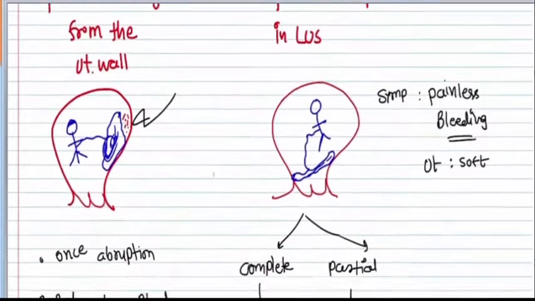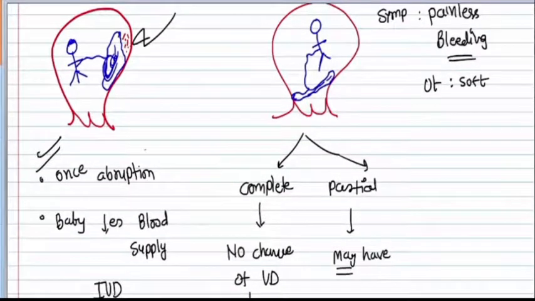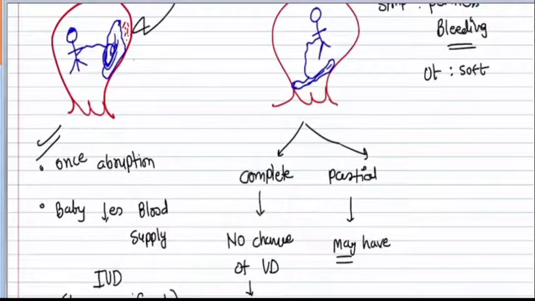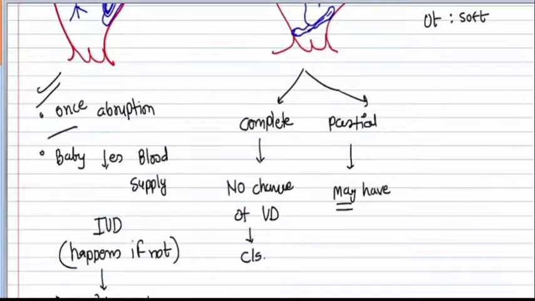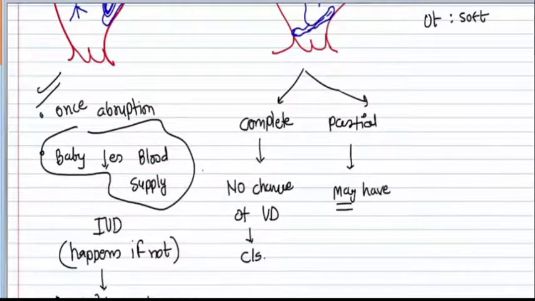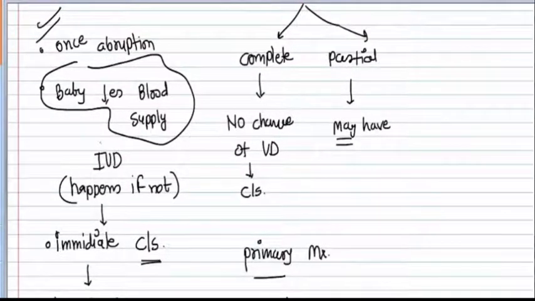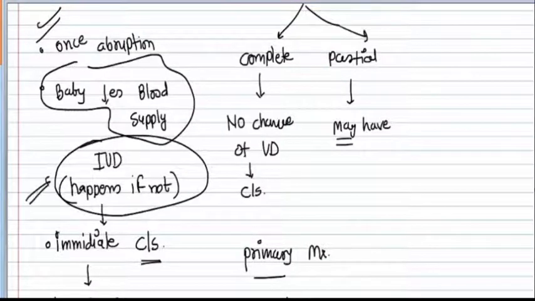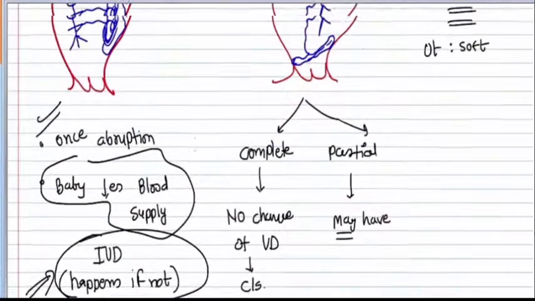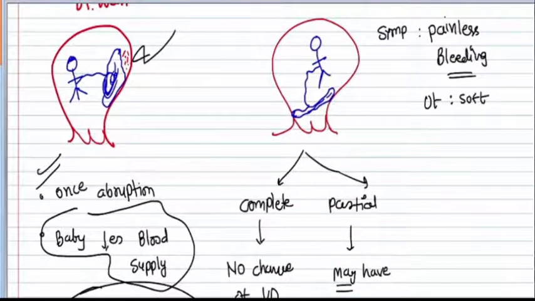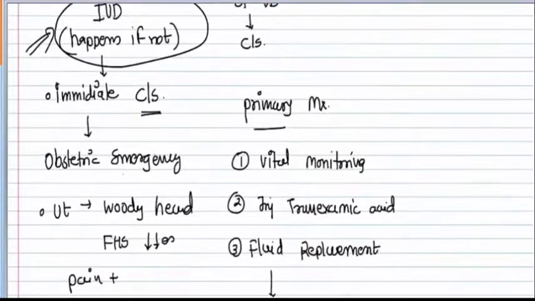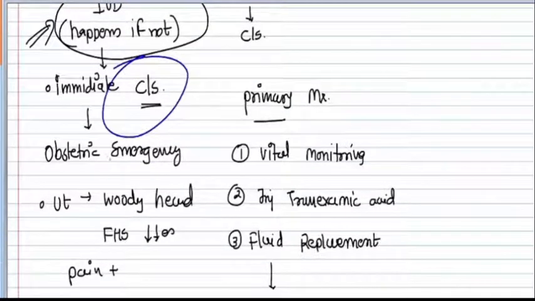In placental abruption, once the abruption is there, the placenta cannot be re-established. So the baby has decreased blood supply and even intrauterine death can happen. So once you find out there is a placental abruption, it becomes a medical or obstetric emergency and you have to go for cesarean section or vaginal delivery, whichever is earlier possible.